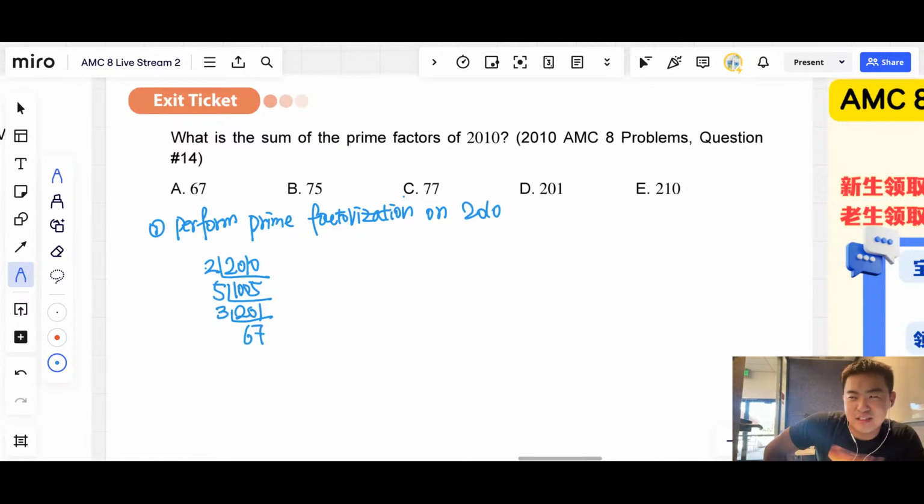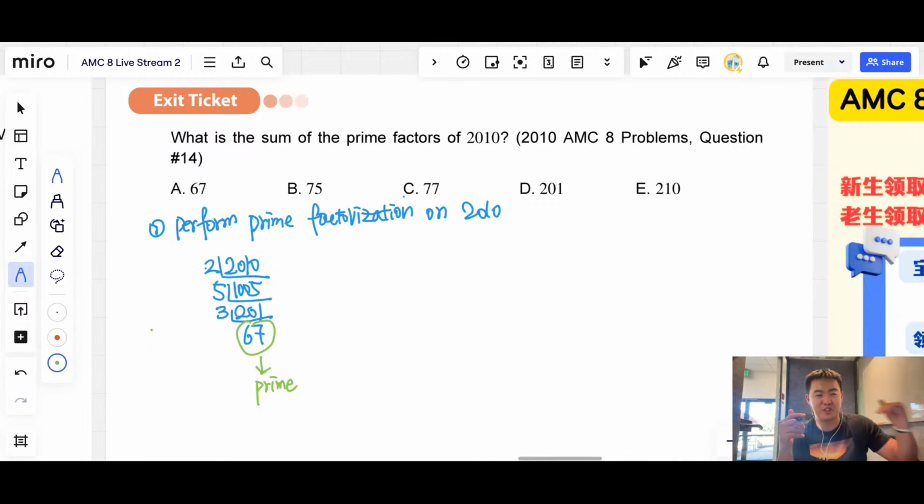Is 67 a prime number or not? It's an odd number, so definitely 2 will not work. 4, 6, these even factors will not work. How about 3? 6 plus 7, we get 13. Not a multiple of 3, so 3 doesn't work. 9 doesn't work. How about 7? So 7 times 9 is 63. Then we will have a remainder of 4. How about 8? 8 squared is 64. We are leaving out 3 as a remainder. So you can try all these numbers and you will get the conclusion that 67 is prime. So when we are having the last quotient to be prime, we can stop the factorization. We are done at this point.